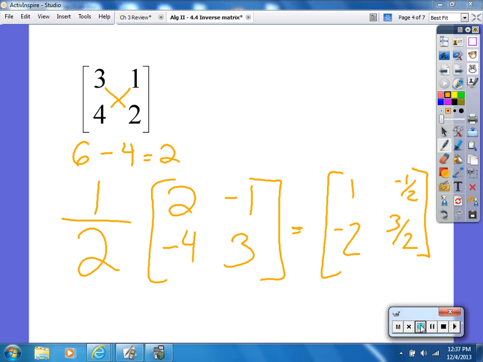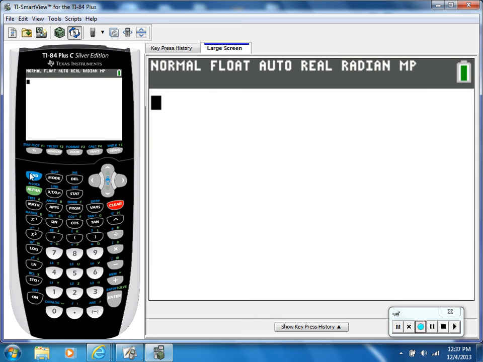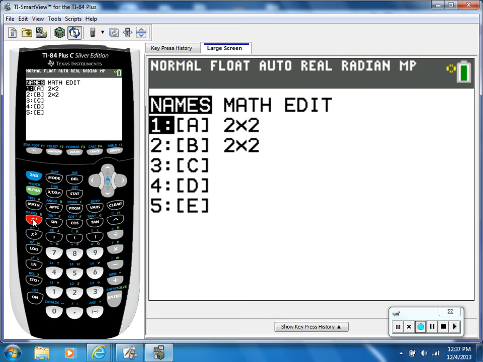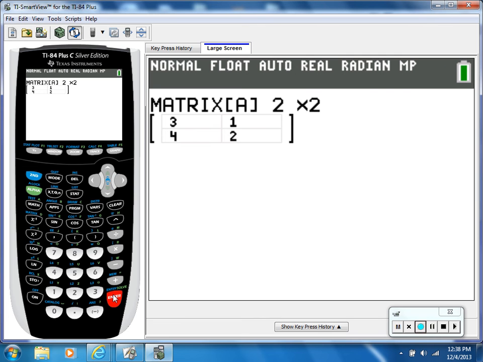So right now I'm going to show you how to do this by calculator. The first thing we all need to do, we need to enter this matrix into matrix A, the original matrix, the 3, 1, 4, and 2. Let me see if mine is still in there. Second matrix, you go over to edit, hit enter, 2 by 2, okay, that's perfect.